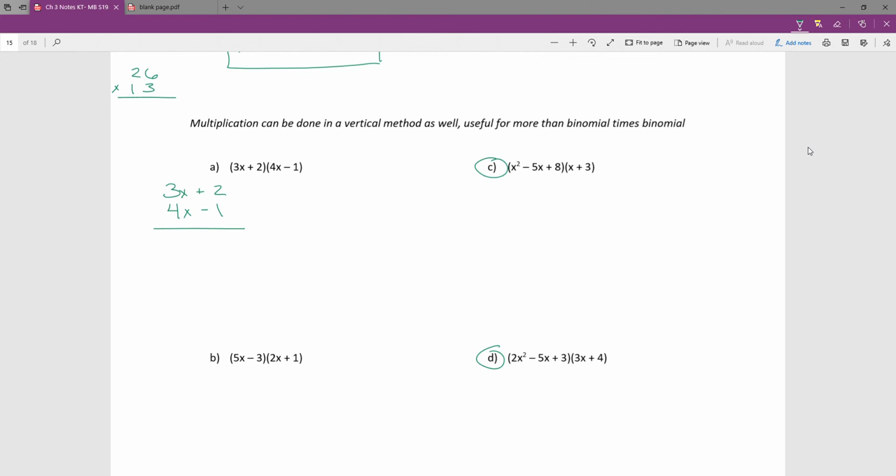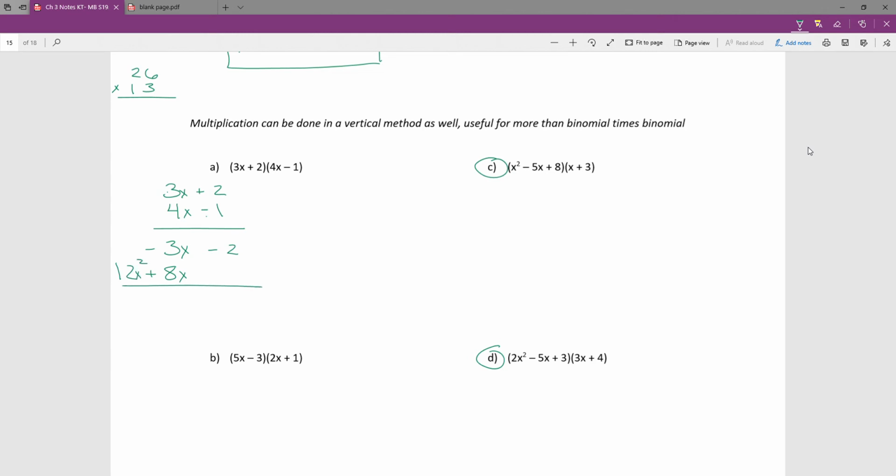So in this, if we want to multiply it vertically, watch the pattern on this. I take -1 times 2. So that gives me a -2. Then I take -1 times 3x. So that gives me a -3x. Then I'm going to move over. So I move over now into the x column, if you will, and it's 4x times 2, so it gives me a positive 8x. And then I have 4x times 3x, so a positive 12x squared.